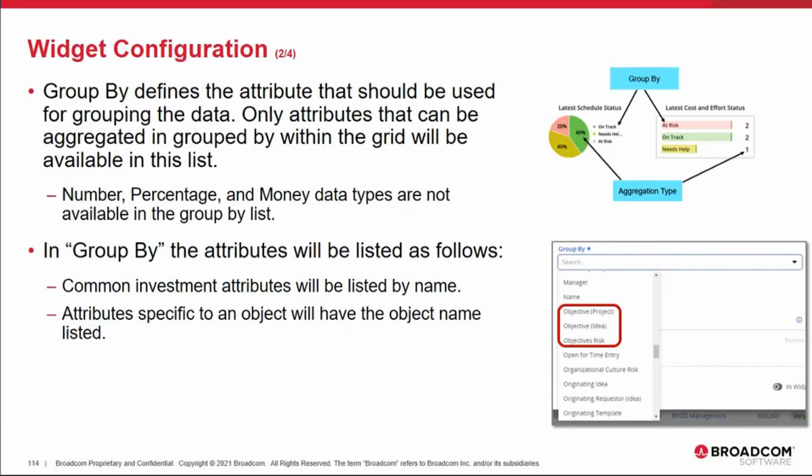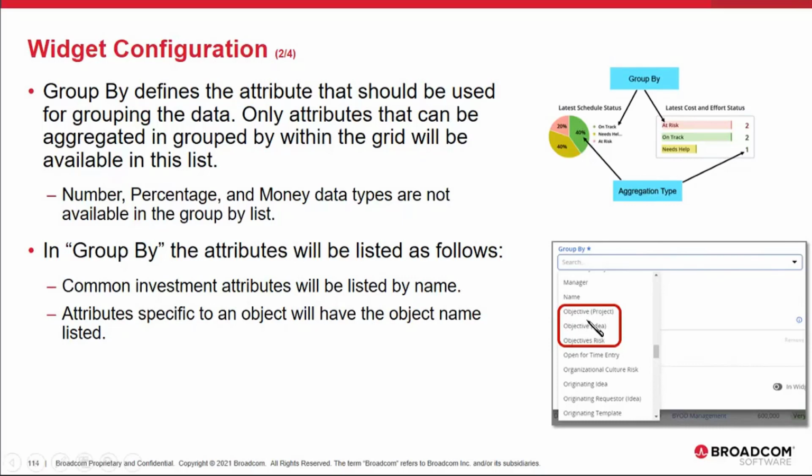Number, percentage, and money data types are not available in this list. In the group by, the attribute will be listed as follows. The common investment attributes will be listed by their respective names. However, an attribute that is specific to the object will be listed along with their object name.